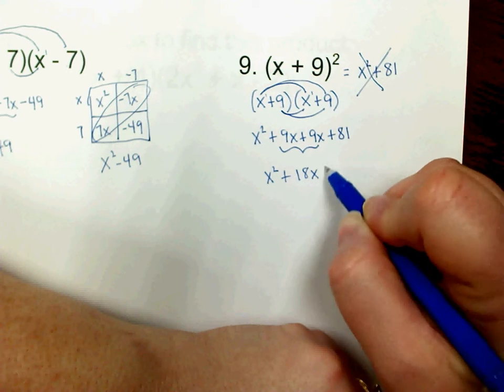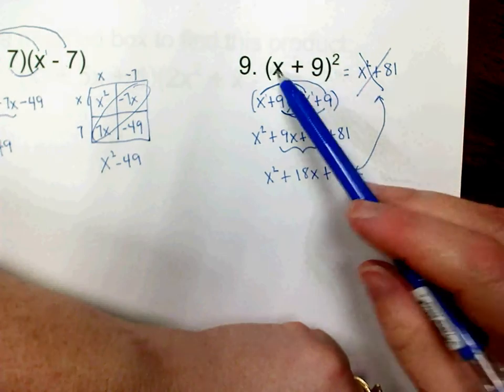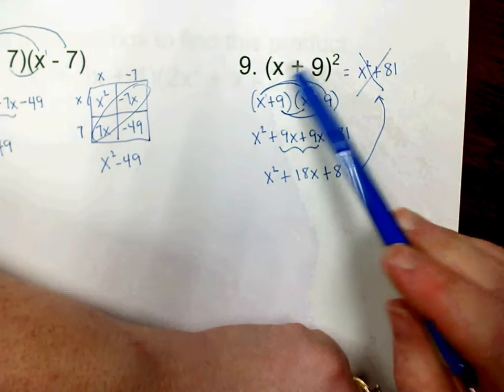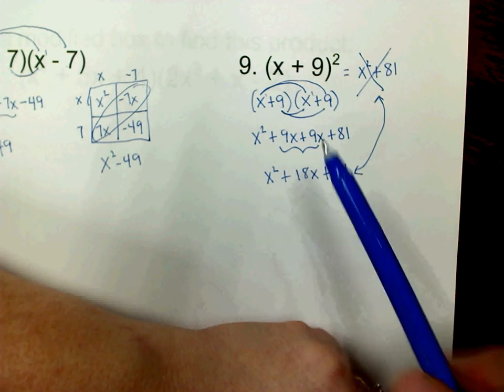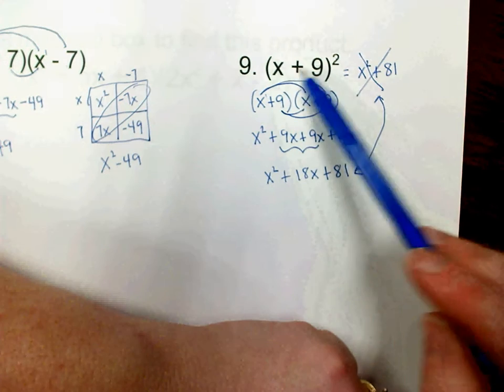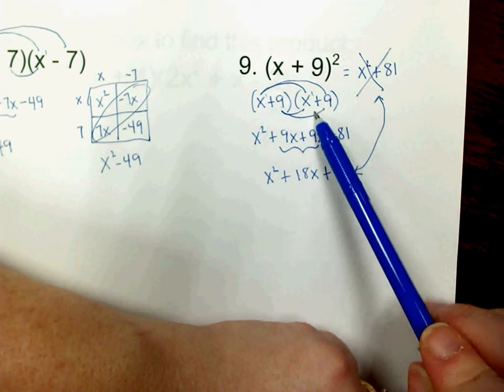So do you see how that is different than just squaring each one of the terms? If you just square each one of the terms, you're missing that middle term in your answer. So it's really important every time you have a binomial squared that you write that as the binomial times itself and do all 4 multiplications.